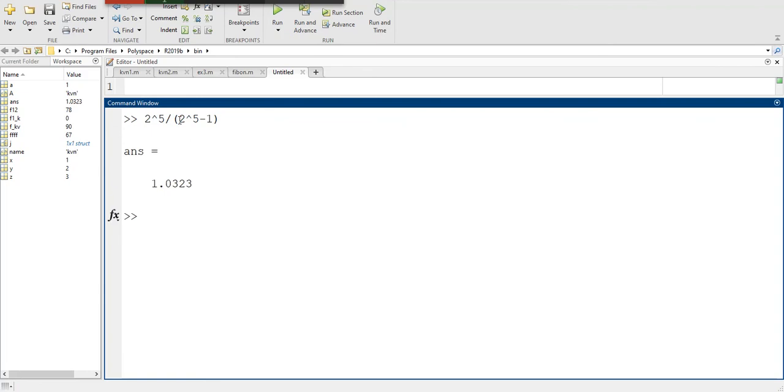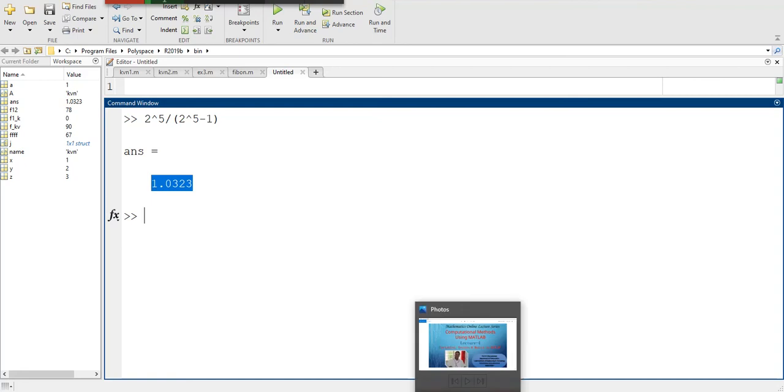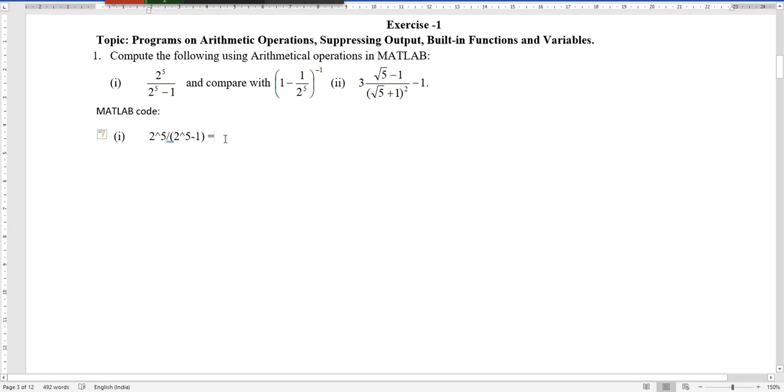Now the answer is 1.0323. Just copy the value. Before this one, okay, this is the output. Now I will write it in a different way, output. In a similar way, you can write the record also, output. Okay, I will write it somewhere. Output is this one. This is for the first question.